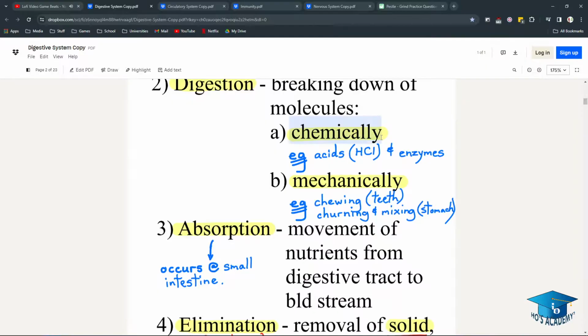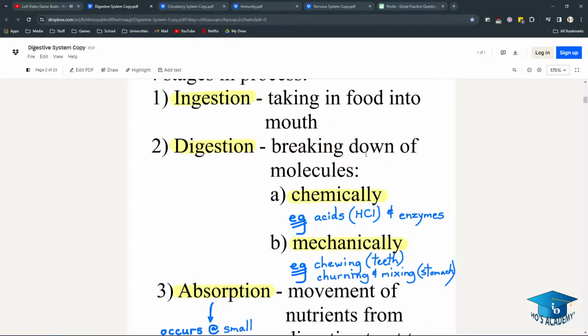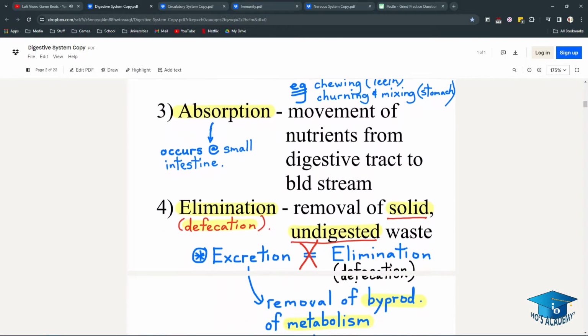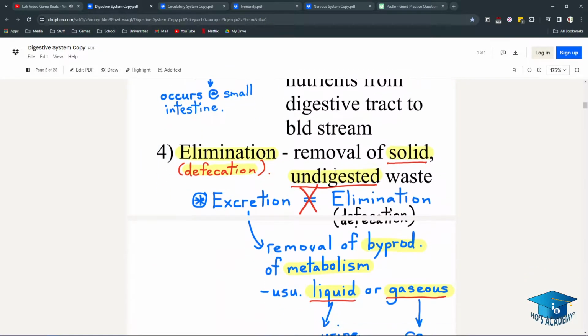Digestion, there's 2 kinds, chemical and mechanical. So mechanical would be things like chewing it up and it mixing around in your stomach. Chemically would mean acids dissolving it and enzymes breaking it down as a substrate. Absorption is into the ilium through the small intestine and then into your bloodstream as nutrients.